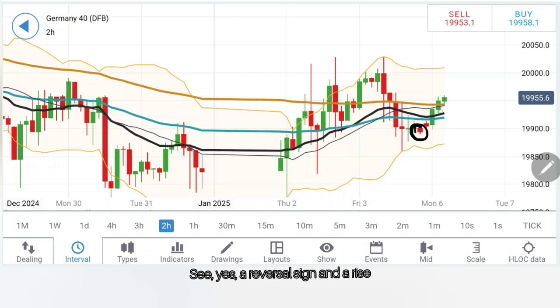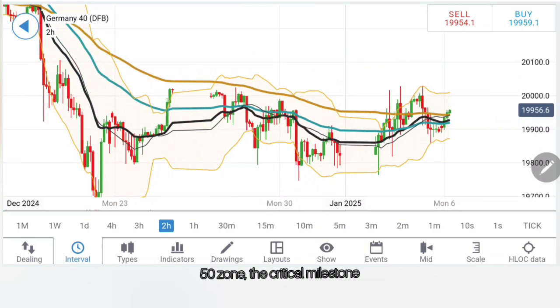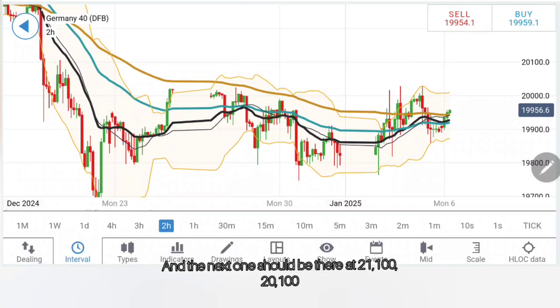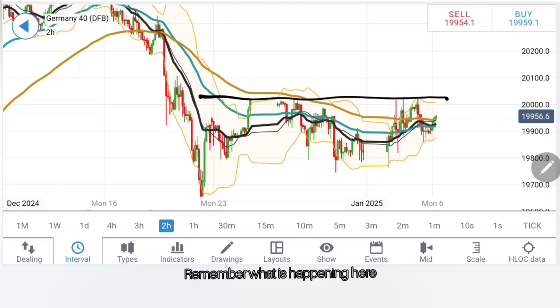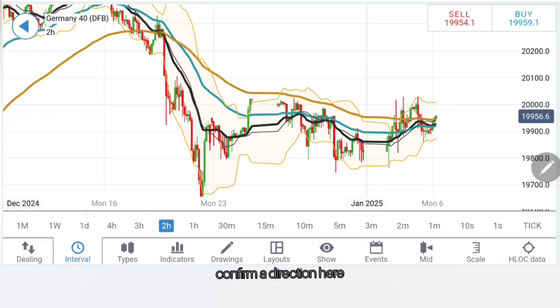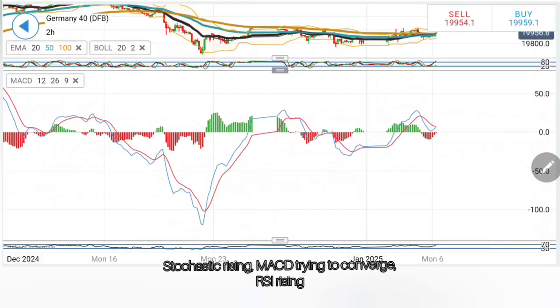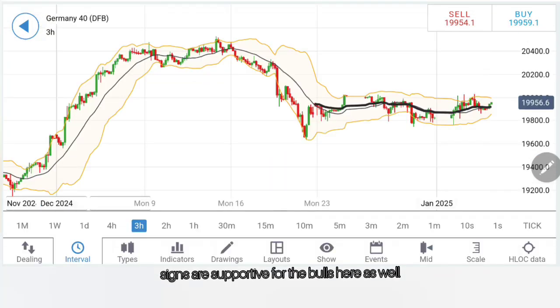See, yes, a reversal sign and a rise, it is very, very important for the DAX to trade beyond 20,000, 20,050 zone, the critical milestone. And the next one should be there at 20,100. Remember what is happening here. It is trading in this box. It has to come out of this box in order to confirm a direction. Stochastic rising, MACD trying to converge, RSI rising, signs are supportive for the bulls here as well.